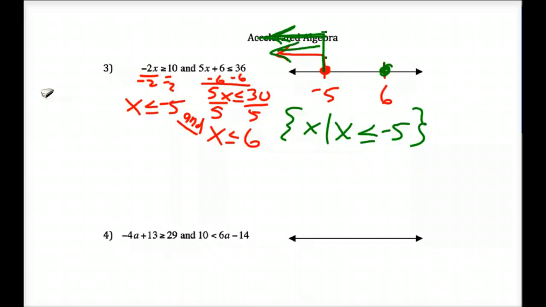Can I write the interval notation? Go, Cuban. Parentheses, -infinity, comma, -5, bracket. Perfect. Okay, that's your special case of your "and." Let's try the next one.